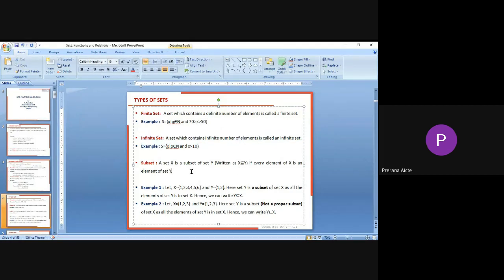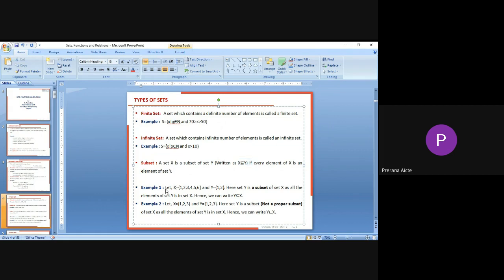So given two sets, if elements of one set belong to another set, then we can say that one of the sets is a subset of the other. We can represent it as a subset. So a set X is a subset of Y. We'll represent it like this: X is a subset of or equal to Y. If every element of X is an element of set Y, then we can say that X is a subset of or equal to Y.